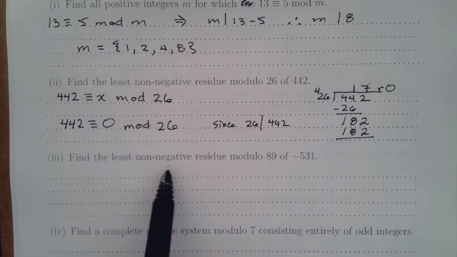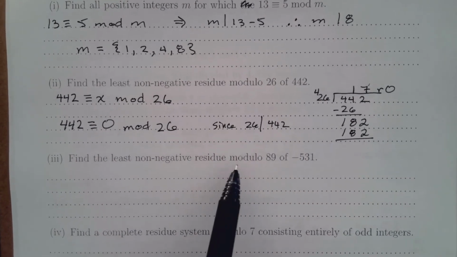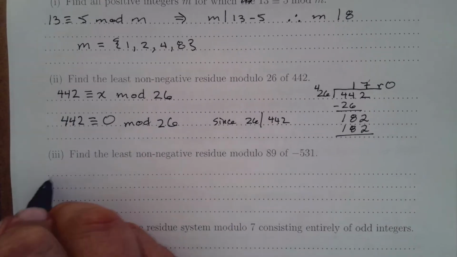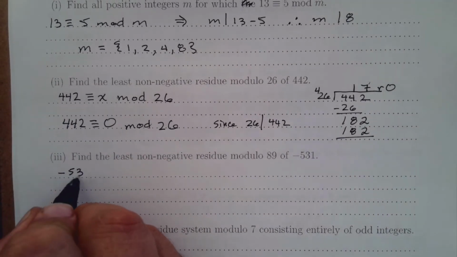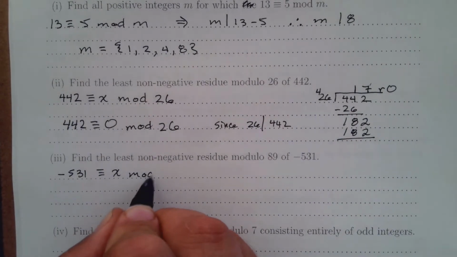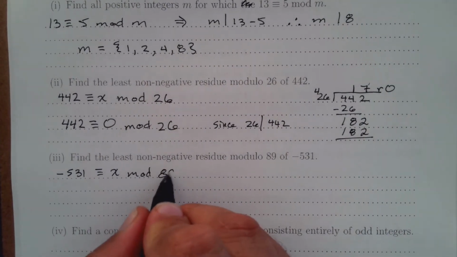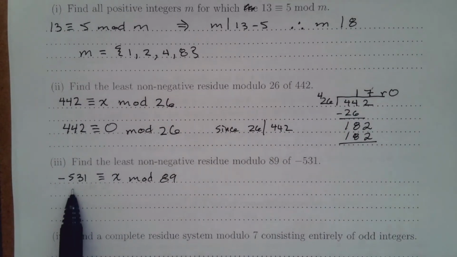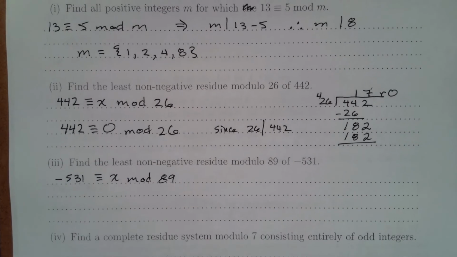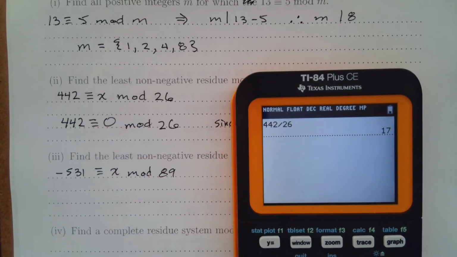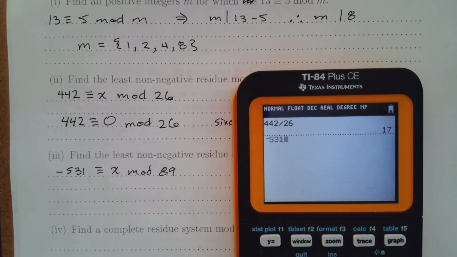Now, find the least non-negative residue modulo 89 of negative 531. So for this one, we would say negative 531 is going to be equivalent to some x mod 89. In other words, if I was doing things in groups of 89, what would I have as a remainder with negative 531?